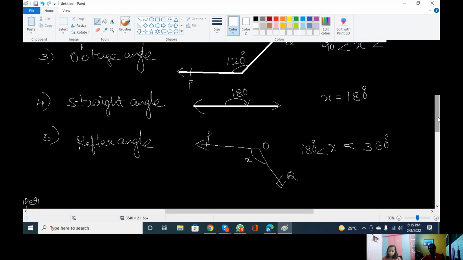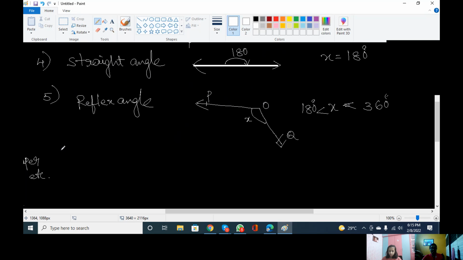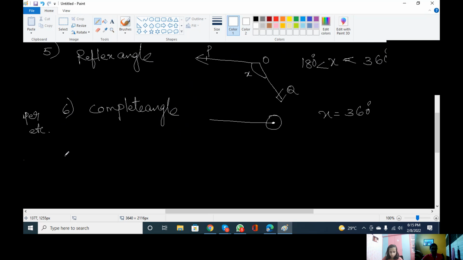Next one, complete angle. Just now we discussed, in a circle we have 360 degrees. So 360 degrees is called a complete angle. If you want to measure an angle in a complete circle, that is 360 degrees. So this is a complete angle. Next, zero angle. An angle of measure 0 degrees is called a zero angle.